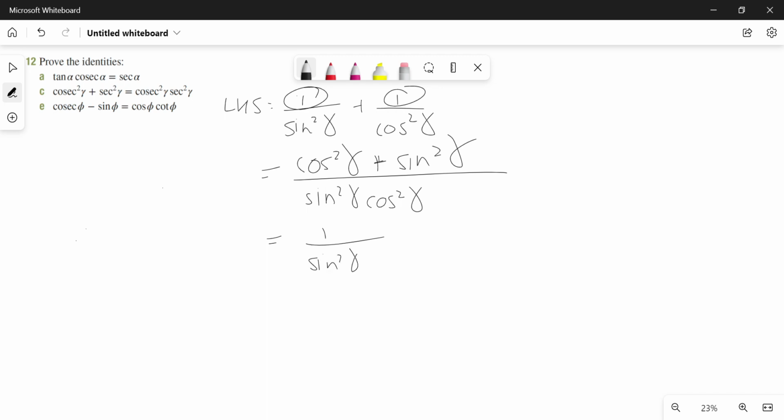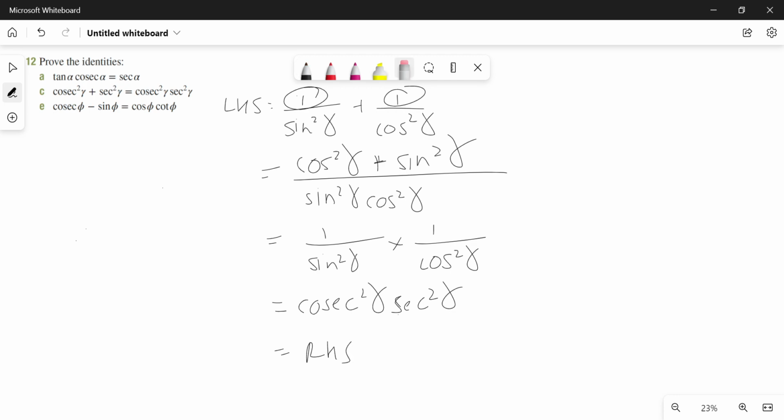But remember, cos squared plus sine squared is 1. So we've just got this. I'm going to separate this and this. So still times, so I'm just writing it so it looks separate. So I can say 1 on sine squared, well that's the same as cosec squared, and 1 on cos squared is the same as sec squared. Those reciprocals there. All right, which gives us our right hand side.